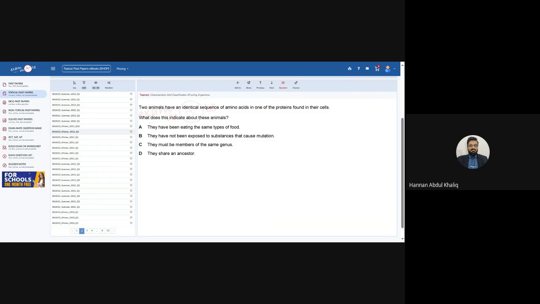So, why is it not that they must be members of the same genus? Remember that although I did go with your option, I also had this doubt in my mind. Being a member of the same genus does mean that you would have the identical sequence of proteins, no doubt. But also remember that the identical sequence of protein can be found in members belonging to other genera or other groups.